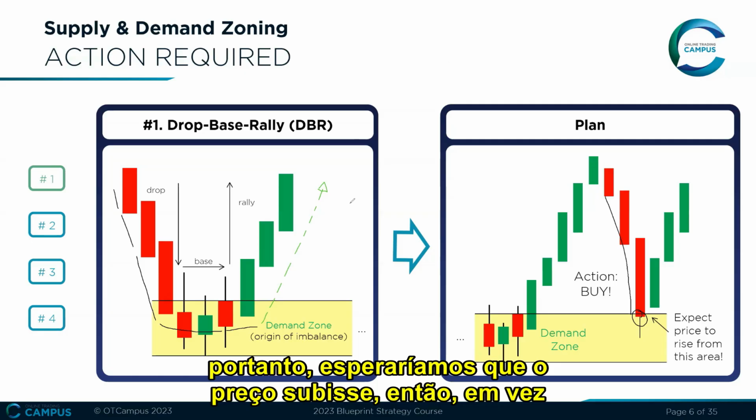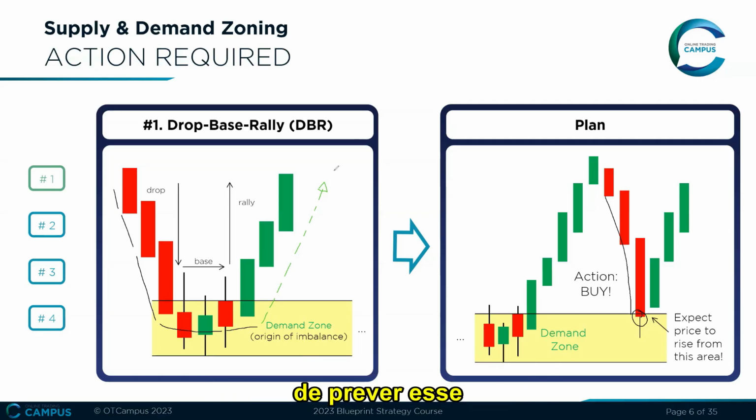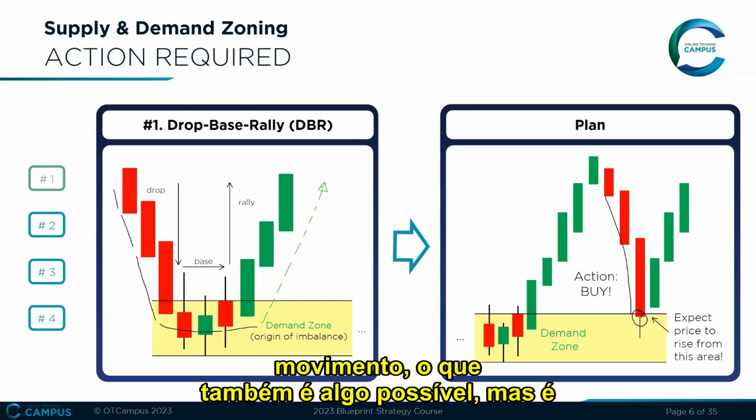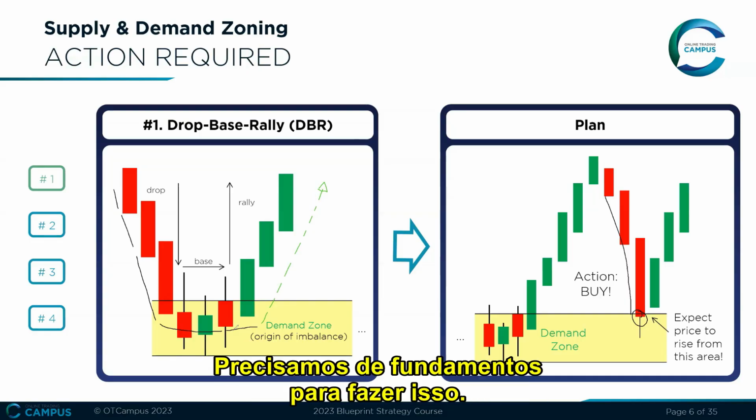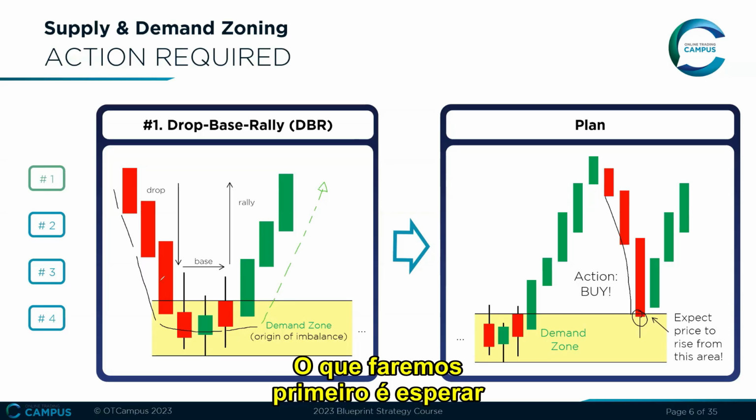So rather than predicting this move to happen, which is also something that is possible, but it's more difficult, we need fundamentals to do that. What we're going to do at first is we're going to wait for demand to be formed, and then the plan is we're going to buy the pullback into demand.